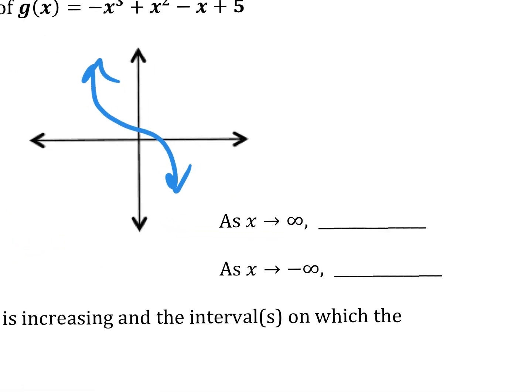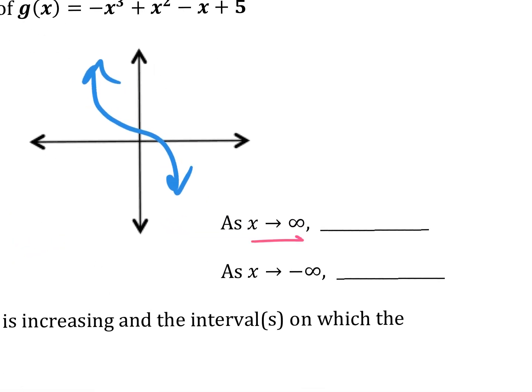Again, that's just saying as x goes all the way to the right. As x goes all the way to the right, what are my y's doing? They're going to negative infinity this time. So we'd say my y approaches negative infinity. And as x approaches negative infinity, as x goes all the way to the left, what's my y doing? I heard it. Positive infinity. You can write positive infinity or you could just write infinity. The positive is not needed, but it wouldn't be wrong.